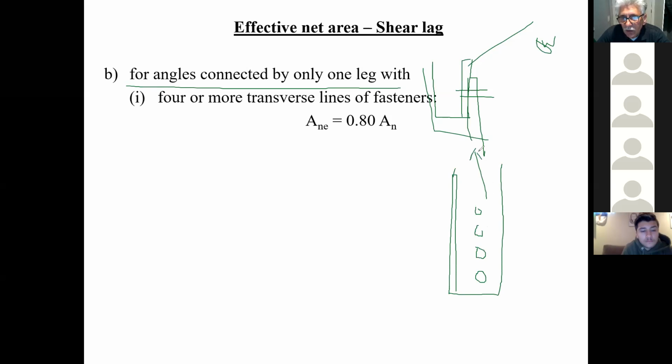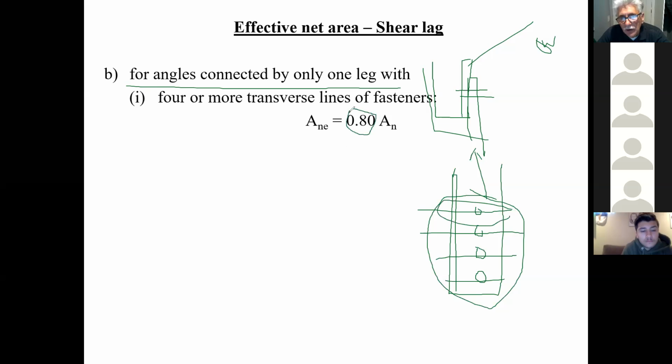In other words, this is the line the force is going. So for 4 or more transverse lines of action, this is 1 bolt, 2 bolts, transverse, 3 bolts, 4 bolts. Once I calculate my net area, then the coefficient I multiply my An by is 0.8. So that's when you have 4 or more bolts.